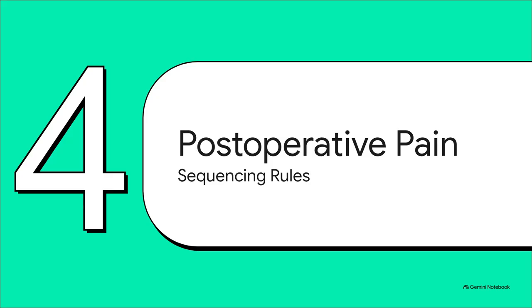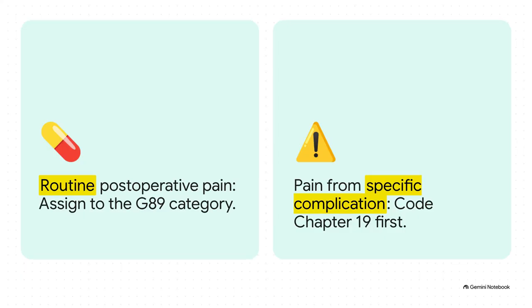Up next is Section 4, coding post-operative pain. Post-operative pain has a very strict set of sequencing rules. If the pain is just routine, expected post-op pain, you assign that right to the G89 category. But if that pain is explicitly tied to a specific complication, let's say they have painful wire sutures, that Chapter 19 complication code steals the primary spot. You code the complication first, and only then do you tack on the G89 code secondarily to specify if the pain is acute or chronic.